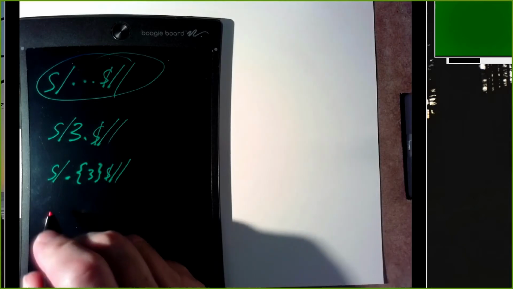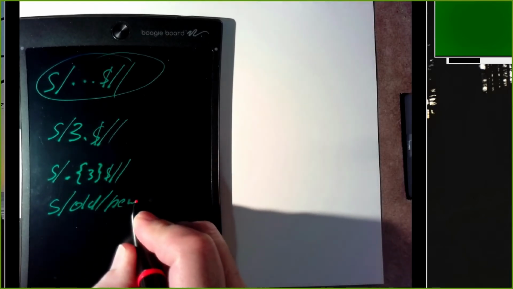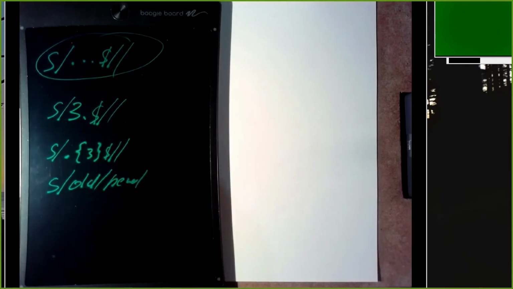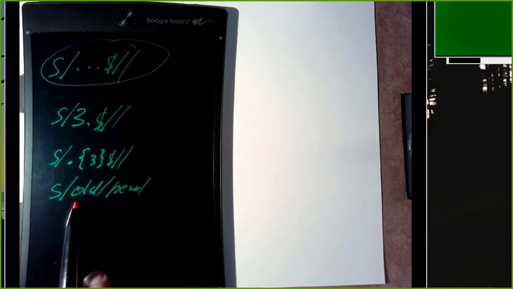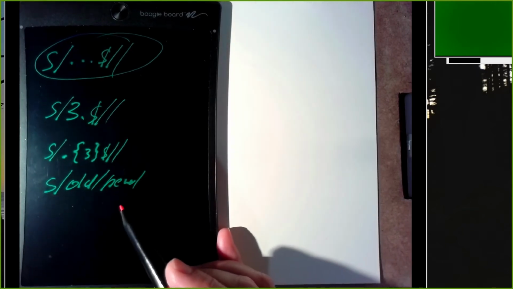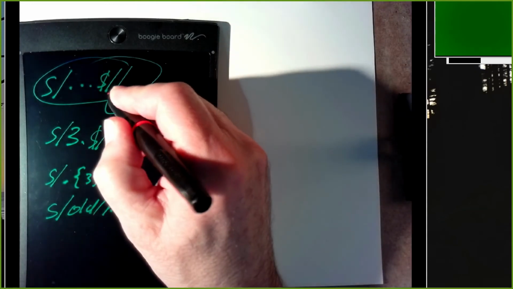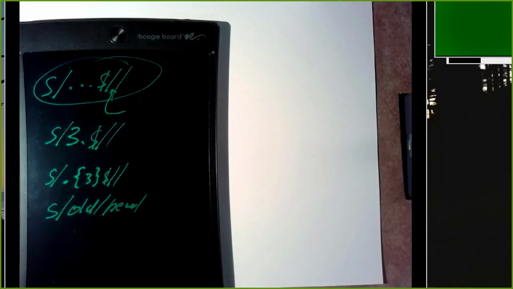And remember, our general pattern is, put the old thing in, the thing that you're looking for, and then a slash, and then the thing that you want to replace it with. So in this case, it would be dot dot dot dollar slash, and then the thing we're replacing it with is an empty string, just something between two slashes.